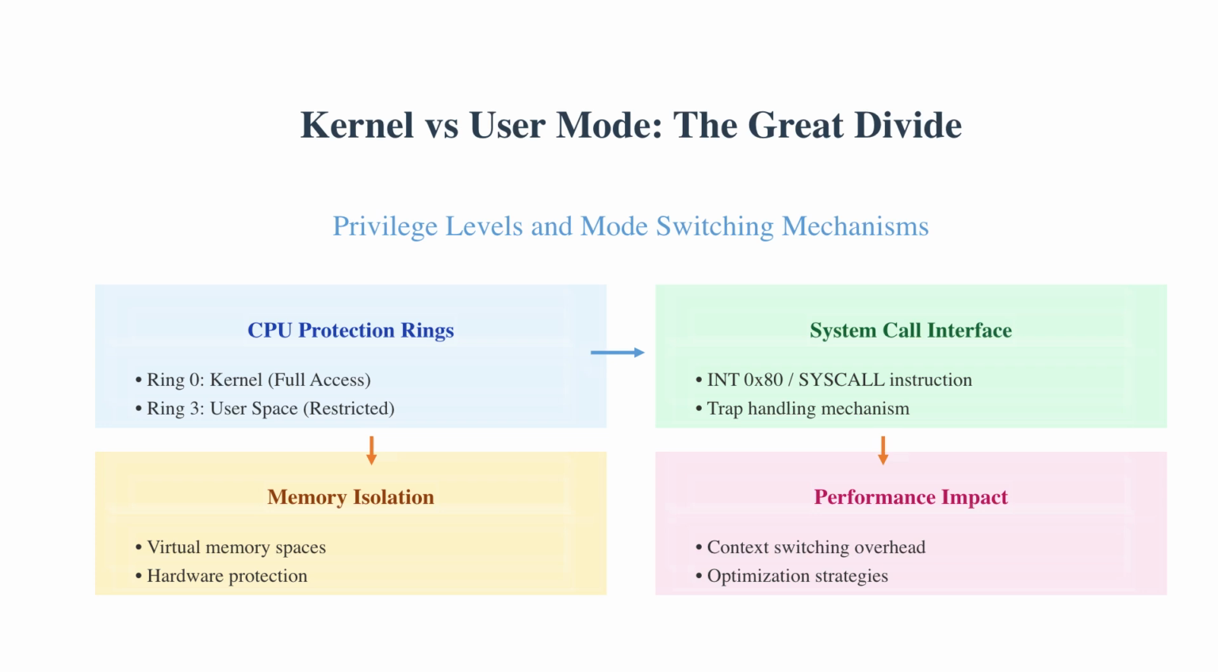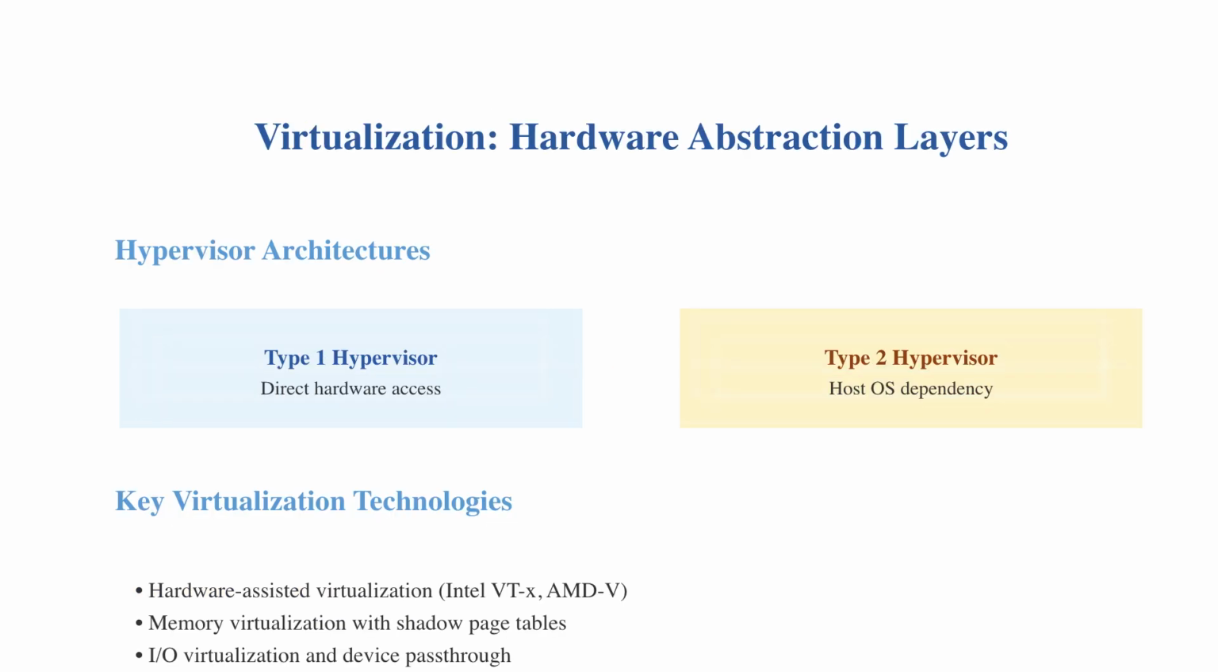However, this protection comes at a cost. Every mode switch involves context switching overhead, saving and restoring processor state, flushing caches, and updating memory mappings. This is why system call optimization is so critical in high-performance systems. Modern systems employ various optimization strategies like batching system calls, using memory-mapped I/O, and implementing user space threading libraries to minimize these expensive transitions. Understanding this trade-off between security and performance is essential for system designers.